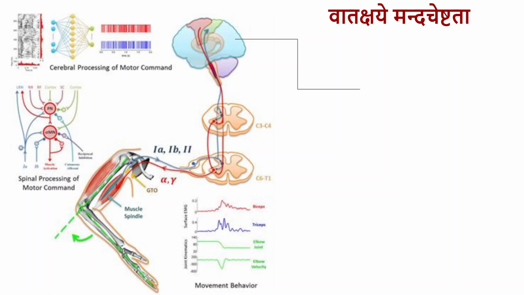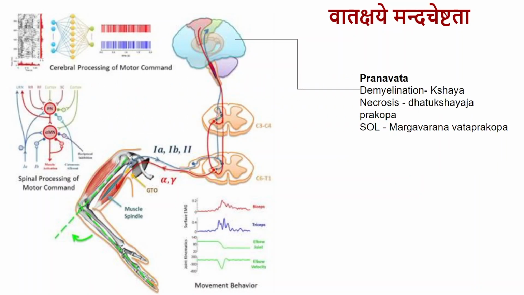Now, just an example, I would like to say, if we say Vata Mandachestata, if there is a reduced physical activity, a reduced physical activity can occur due to the demyelination of the nerve fibers and in the brain. Suppose if it is in the brain, I would consider this as a pranavata kshaya. And if it is due to the demyelination, then only it's a dhatu kshaya, vata kshaya janyam vyadhi. If the similar reduced condition is due to necrosis, then it's a dhatukshaya vata prakopa. See, there is a difference between a vatakshaya and the vata prakopa produced due to dhatukshaya. Or if it is a space occupying lesion, it's a margavarana vata prakopa.